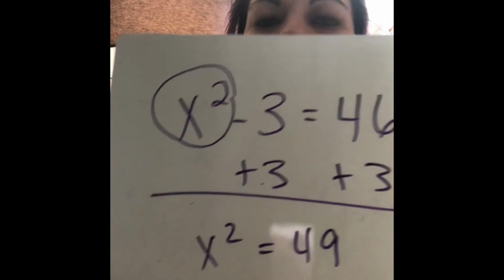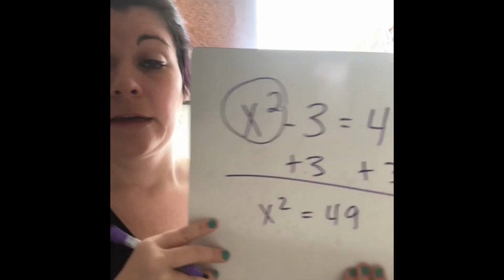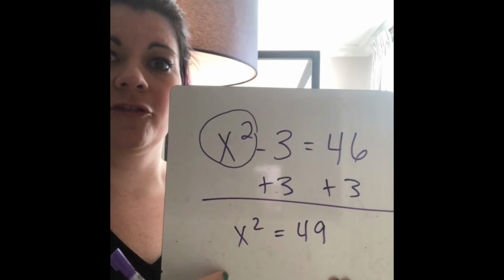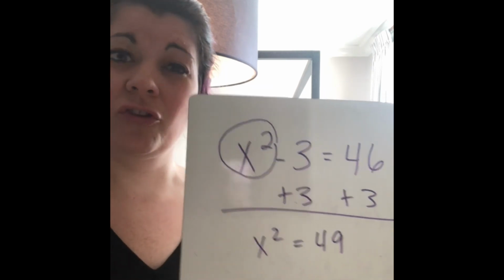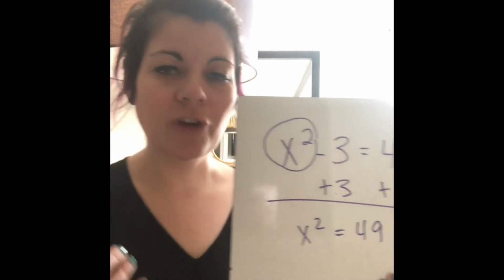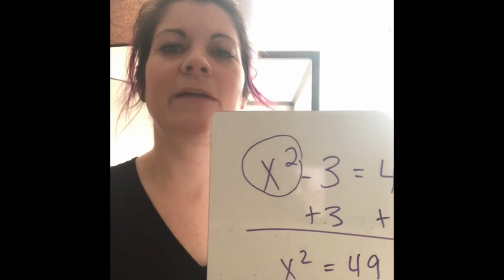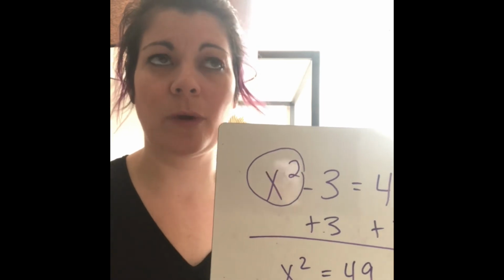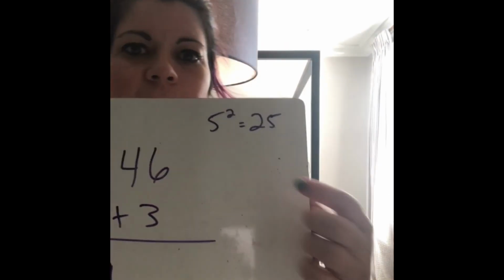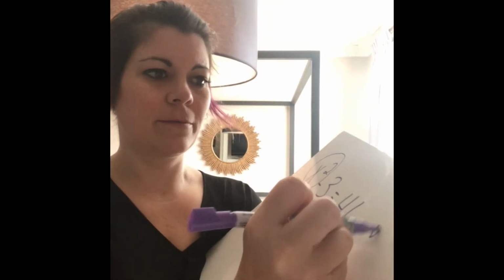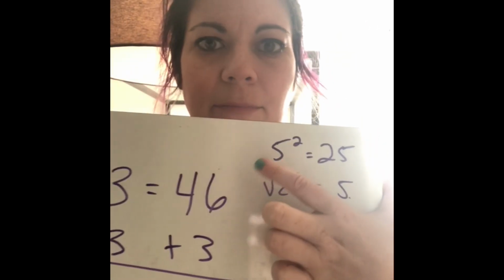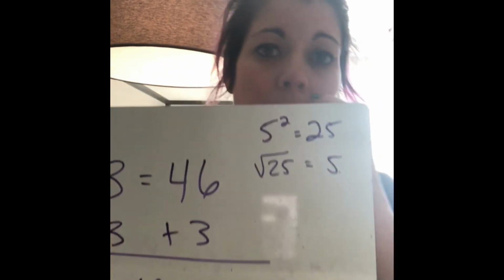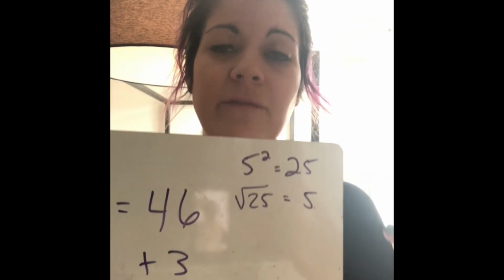X squared is equal to 49. And so now you need to just know 1x. So again, we do the inverse operation. The inverse operation of squaring a number is taking the square root. And I'll prove that to you: let's say 5 squared is 25. But if we take the square root of 25, we get 5 again. So we're back at that base number. So it undid each other. So squaring a number and taking the square root are inverse operations.